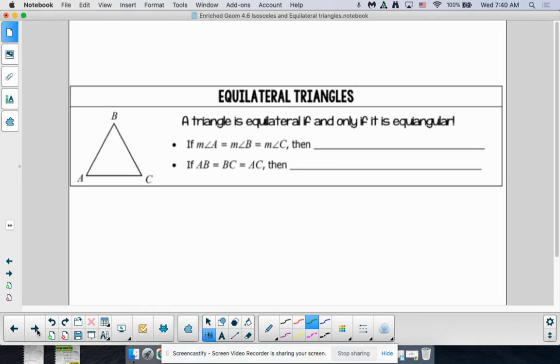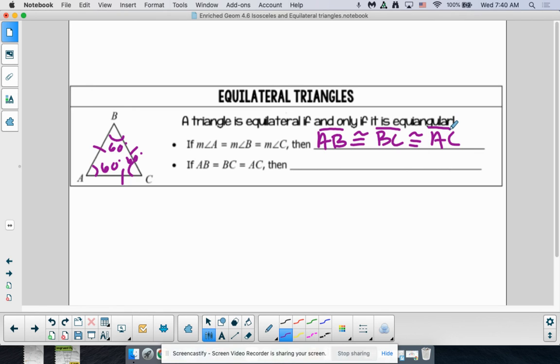There's nothing real fancy about these guys. They're kind of boring almost. What do we know about equilateral triangles? We know that all our angles are the same, and they actually all measure 60 degrees. And all of our sides are the same. So, a few things about an equilateral triangle. It's only an equilateral triangle if and only if the measure of angle A is congruent to the measure of angle B and the measure of angle C. Then we would know that side AB is congruent to BC, which is congruent to AC.